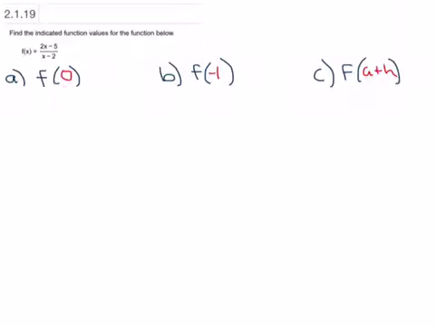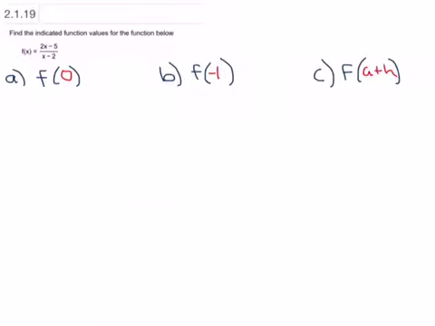Okay, here we're asked to find the indicated function values for the function below given by f of x equals 2x minus 5 over x minus 2. Although this is part of a bigger problem, I selected 3 of the parts of the problem to do on this problem. So let's start with finding f of 0.